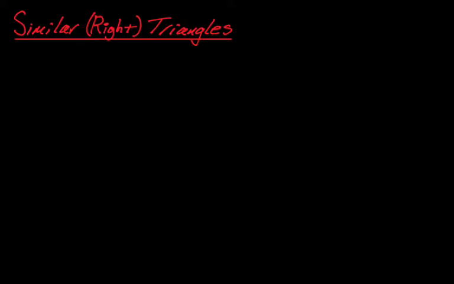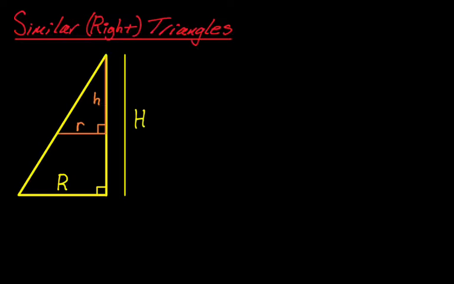Next up, similar right triangles. I know there's a lot to do in geometry with similar triangles, but in calculus, we pretty much only use similar right triangles. So let's see what we have here. I have a right triangle, and inside of it, I've drawn a new triangle where the base of this triangle is parallel to the base of my given right triangle. So I've labeled it big R, big H for the big triangle, little r, little h for the little triangle.